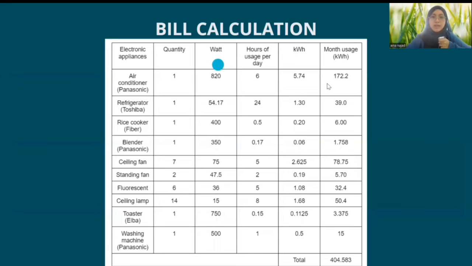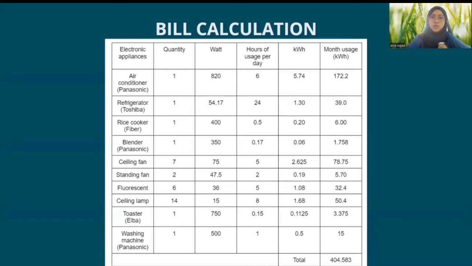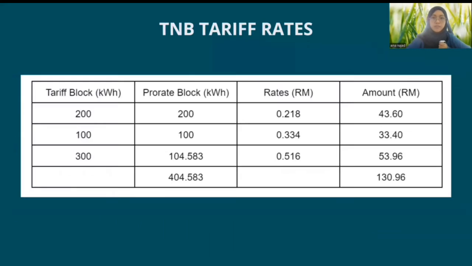So here are the bill calculation. We multiply quantity watt hours of usage per day to get kilowatt hours. Then we multiply with 30 days to get the month usage. We then sum up all of this month usage to get the total of 404.583 kilowatt hours.